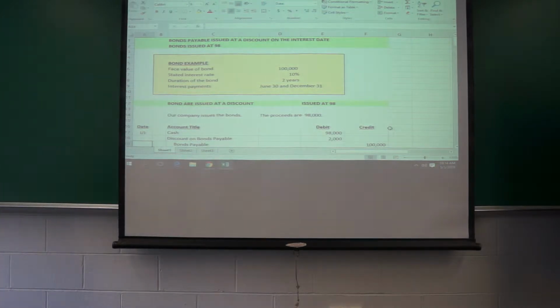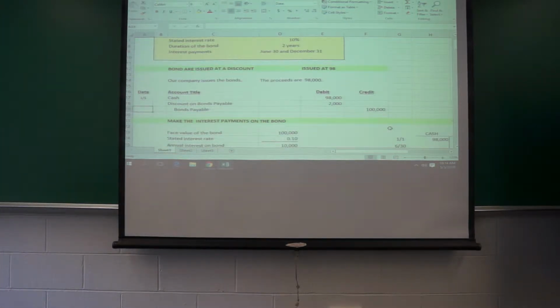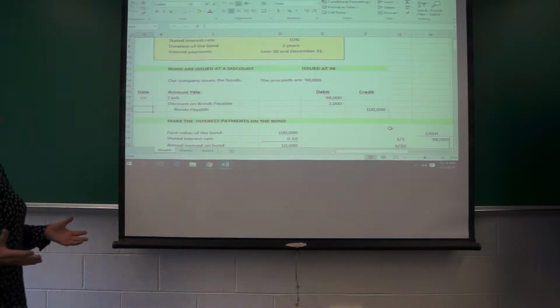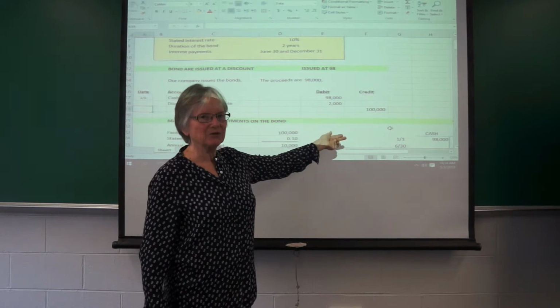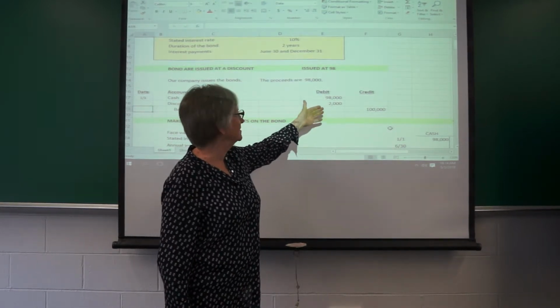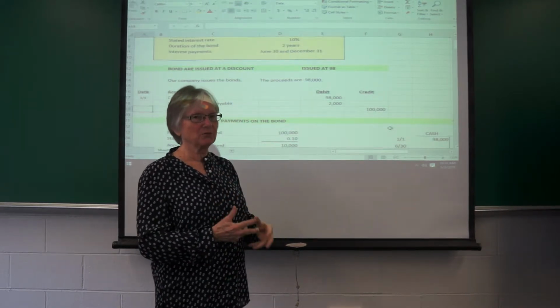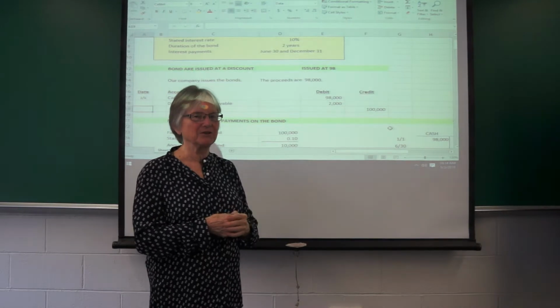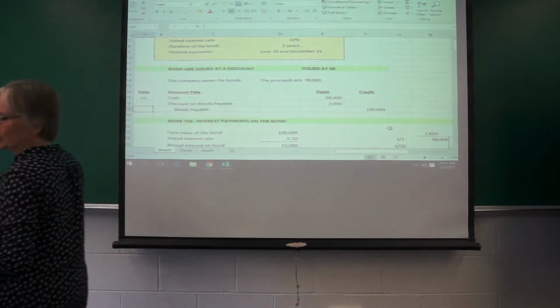So let's see what happens here when we have to go and pay the interest. The basic principle is that you're borrowing, you're going to have to pay back 100,000, but you haven't really gotten the use of all of that money. You've only got to use 98. So that's going to increase the real cost of borrowing on this bond issue. And we'll just see how that works here.